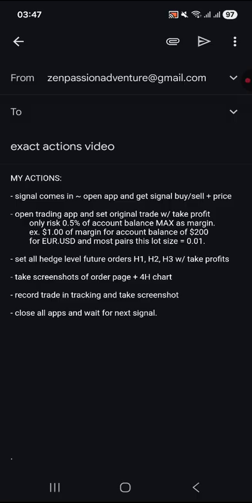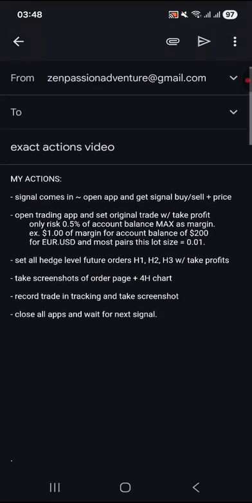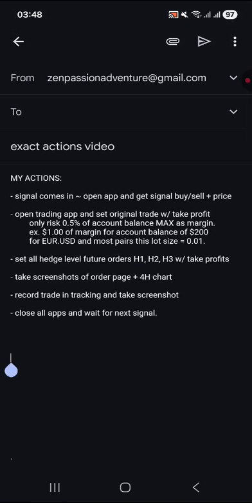So I take screenshots of the order page and the 4-hour chart. You're going to see me do that. And then I record the trade in my tracking, which is basically a draft email, as you see I'm doing right here. I take these screenshots from my mentor. The first screenshot is the signal that comes in. The second screenshot is the order page of the trades placed. The third screenshot is the 4-hour chart showing the trades placed. And the fourth screenshot is how I record the tracking.